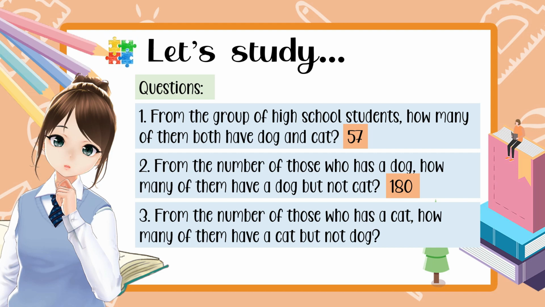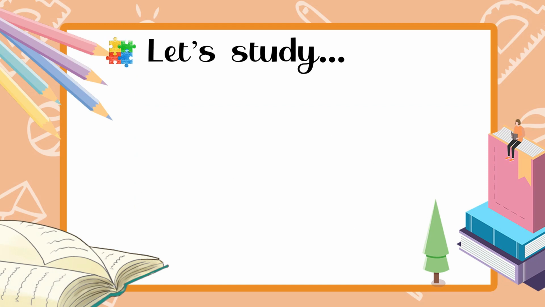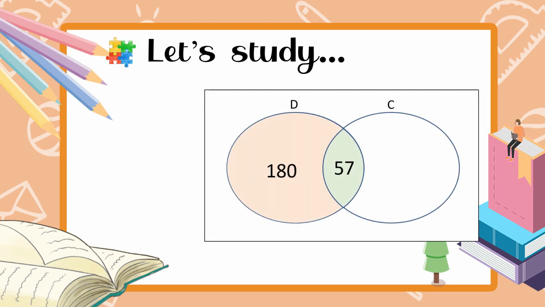Next question. From the number of those who have a cat, how many of them have a cat but not dog? Again, ito ulit si Venn diagram. So, meron na tayong numbers for those who have dogs. So, 180 and 57. So, ang tanong naman natin ngayon, ilan yung meron lang na cat?